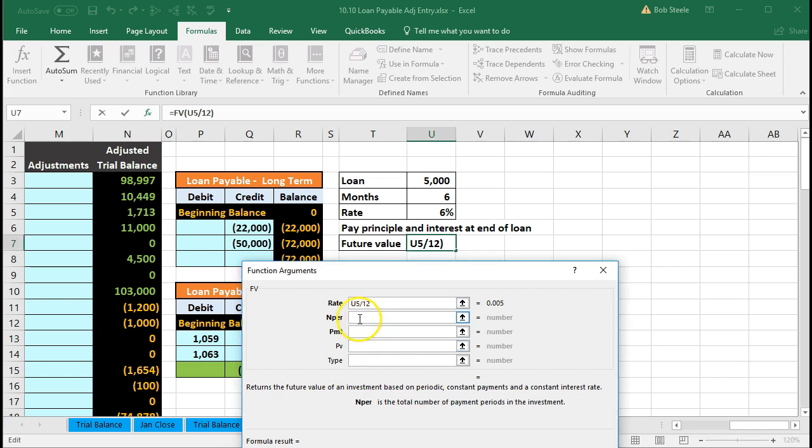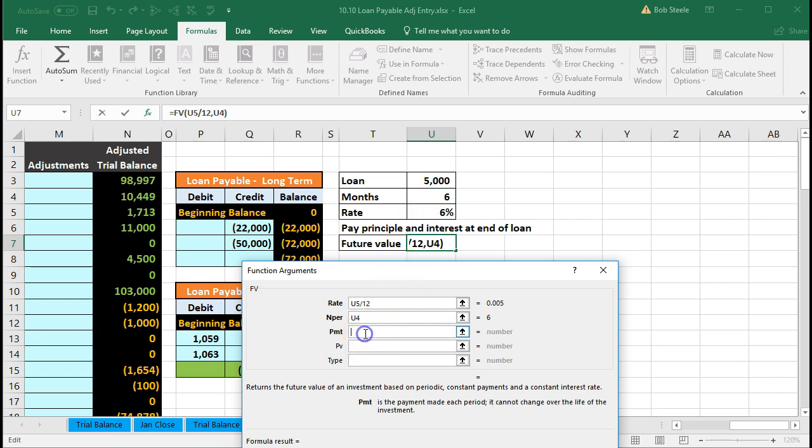Then we have the number of periods here. Now this is a little bit tricky because this is the total number of payment periods, it says. And we're not making a payment until the end. So you might think, well, there's only one because we're only going to make one payment at the end. But we want to use the same formula to compound the interest monthly. So we have to say that it's going to be this 6. We're going to have 6 months that will pass. Those are going to be the number of periods at the interest rate, which will be that 6% divided by 12, or the monthly interest rate.